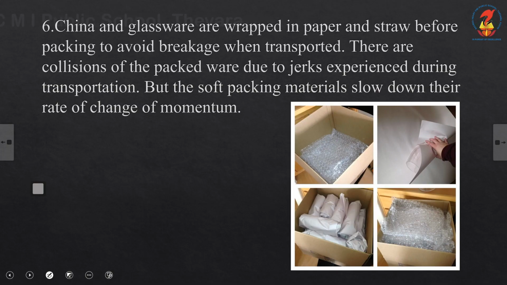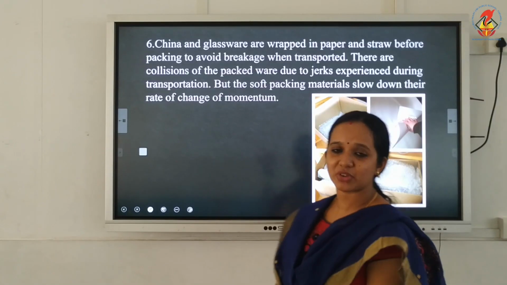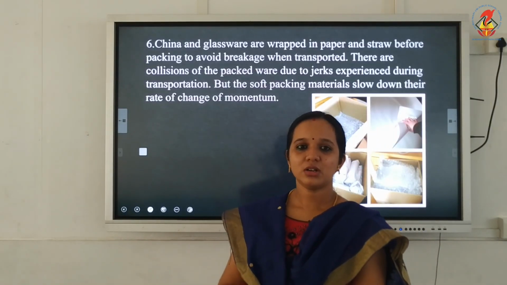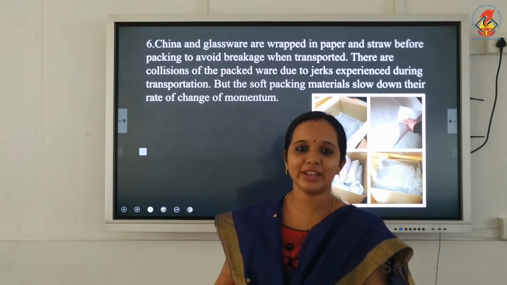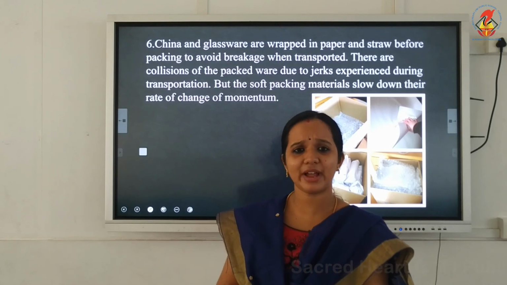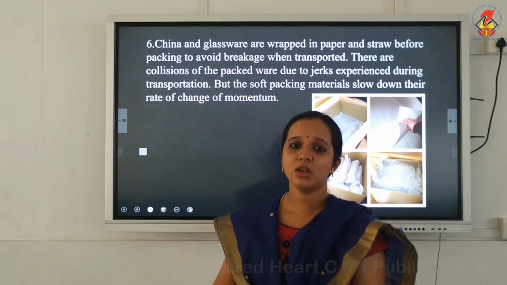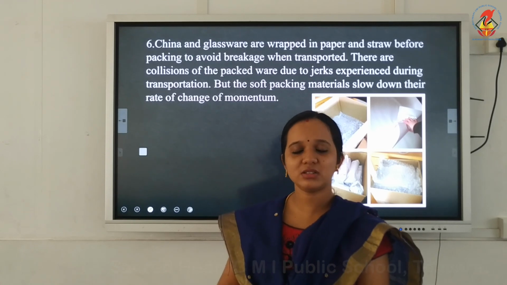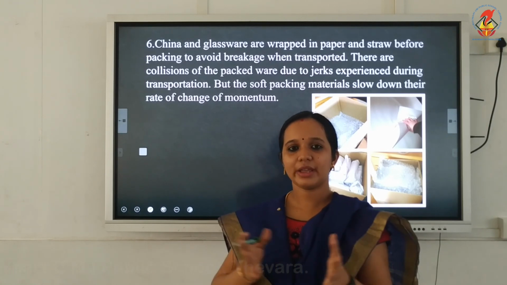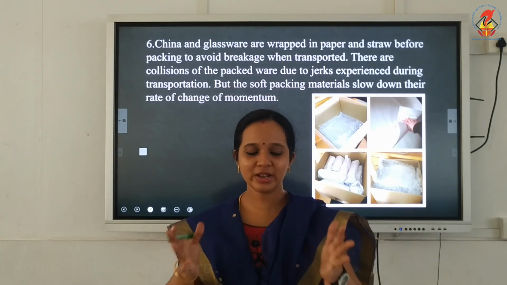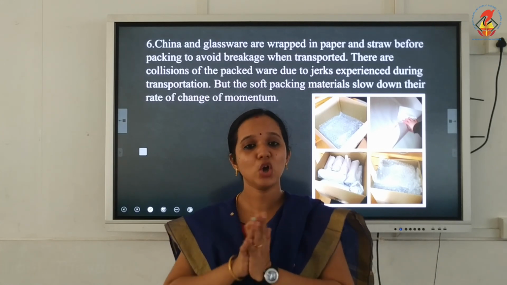Again, the next example is that china and glasswares are wrapped in paper and straw before packing to avoid breakage when transported. Same reasoning. During transportation, there is a probability of collision between the products and the packages. So there is a probability of breaking. In order to avoid that, the products will be wrapped in paper or straw. These materials are soft, so when it collides, it increases the time of collision.